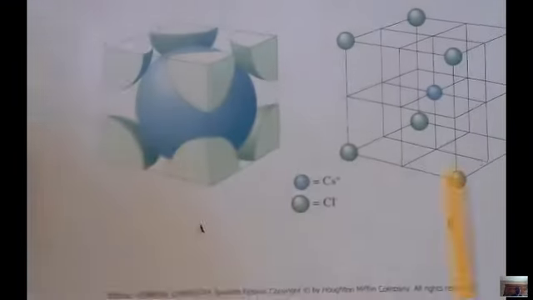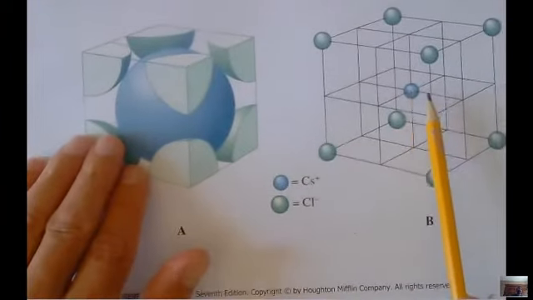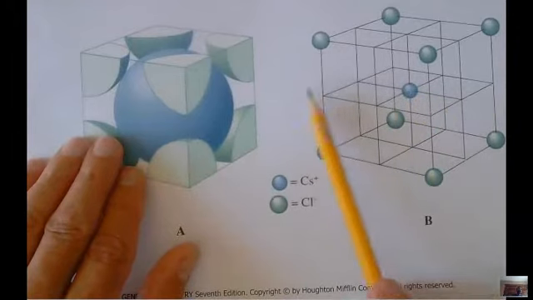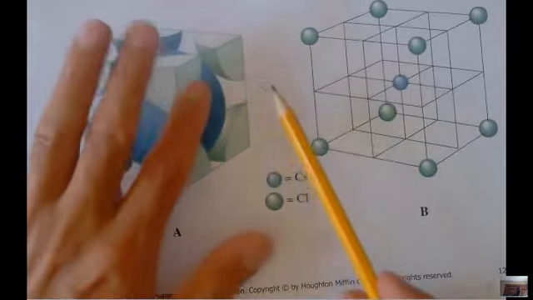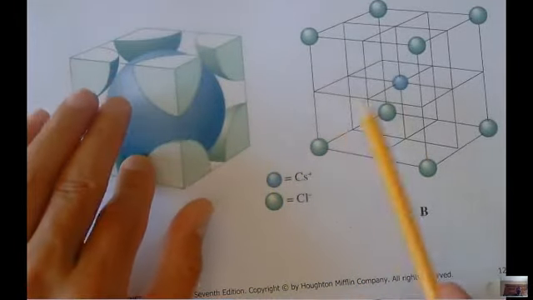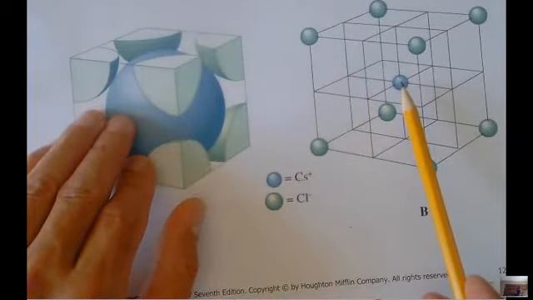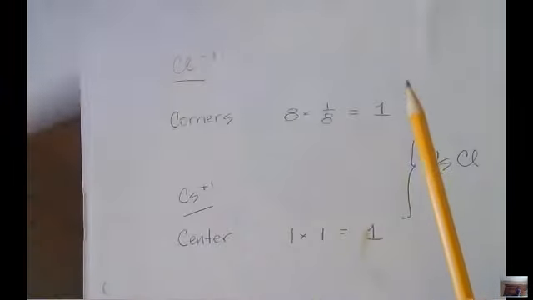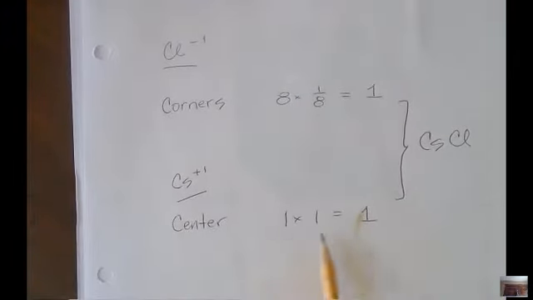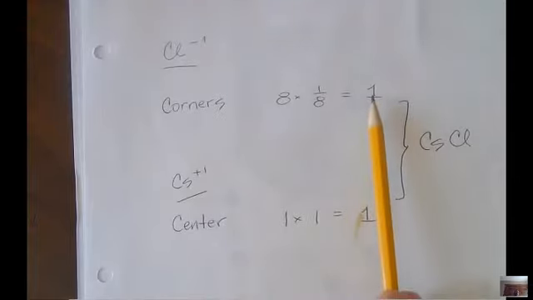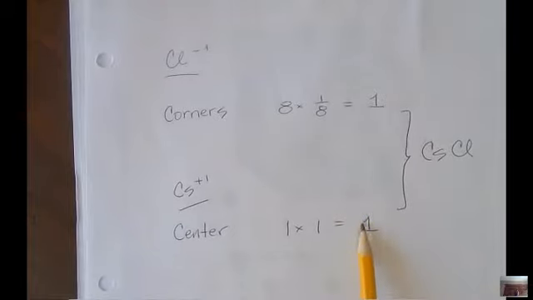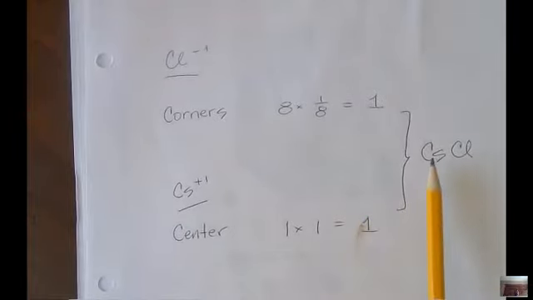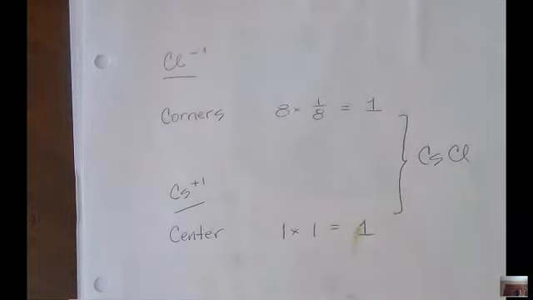What about the cesium? Well, super simple. That cesium is not shared with any other unit cells. It's right smack in the middle. Even in this view, doesn't touch the walls. It's not cut off. That means the whole thing, the whole cesium, is owned by this unit cell. So that's simple. 1 times 1 equals 1. Well, if you have a unit cell that has 1 chloride and 1 cesium, that's 1-to-1 stoichiometry. The empirical formula would be just CsCl.